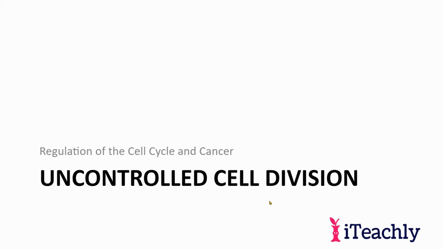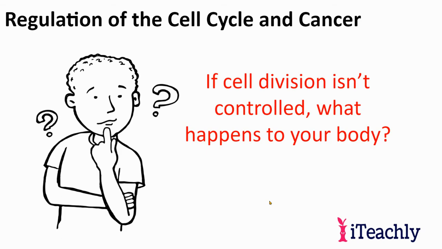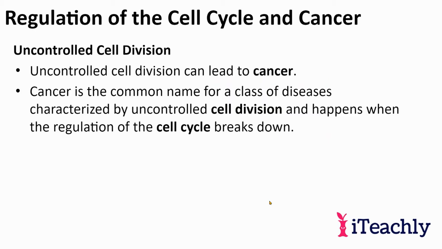Okay, uncontrolled cell division. This is where we're going to talk about cancer. If the cell division isn't controlled, what happens to your body? Uncontrolled cell division can lead to cancer. Cancer is the most common name for a class of diseases characterized by uncontrolled cell division and happens when the regulation of the cell cycle breaks down.